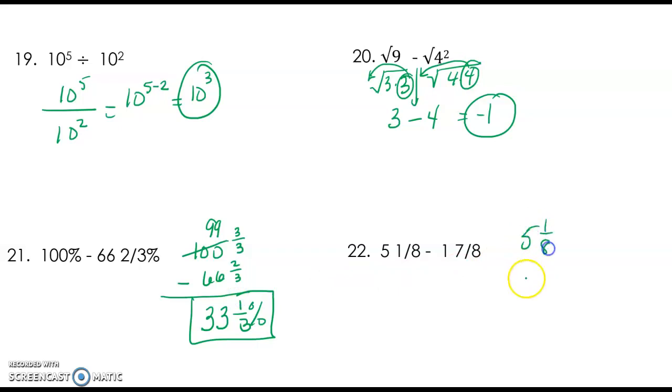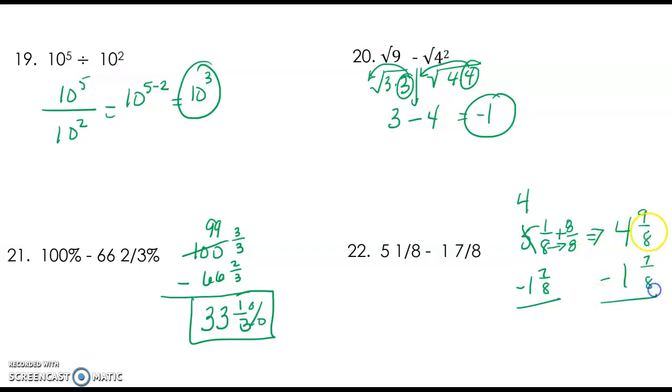5 and 1/8 minus 1 and 7/8. Again, I'm going to have to borrow 1. So I take the 1 away, and then I add it over here. Keeping in mind I want this denominator, okay? So that gives me 4 and 9/8 minus 1 and 7/8. 9 minus 7 is 2. 4 minus 1 is 3, and I need to divide by 2 here to reduce that. So my 3 stays the same. 2 divided by 2 is 1. 8 divided by 2 is 4.